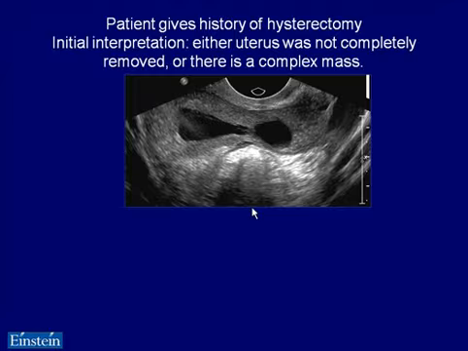This patient gave us a history also of a hysterectomy, and here's the initial transvaginal imaging. The interpretation of the sonographer who came out was that she thought that there was some piece of uterus left behind or that there was some sort of complex solid mass with cystic components.